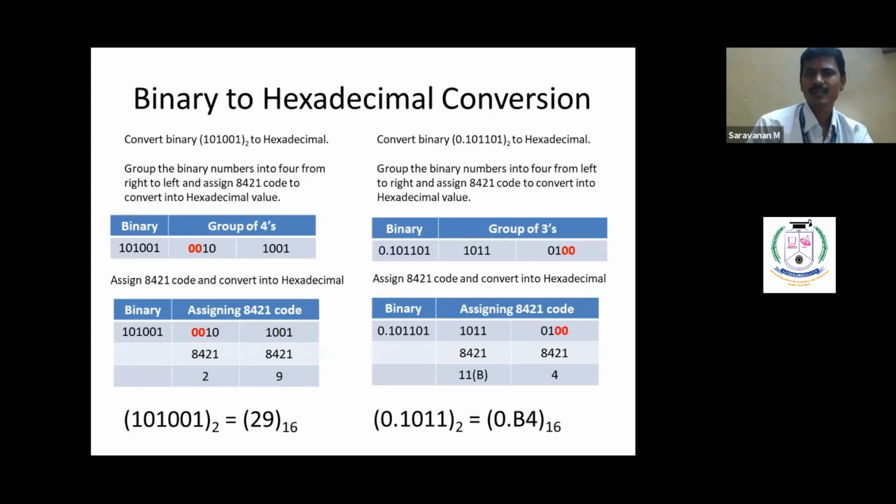So we have seen binary to the three other systems: binary to decimal, binary to octal, and binary to hexadecimal. For binary to hexadecimal, we group it in fours and apply the 8421 code. For binary to octal, we form groups of 3 and apply the 421 code. For binary to decimal, we multiply the binary digits by their corresponding powers of 2. For integer portions, we multiply by 2 power 0, 2 power 1, 2 power 2, 2 power 3, and so on. For fractional portions, we multiply by 2 power minus 1, 2 power minus 2, 2 power minus 3, and so on.